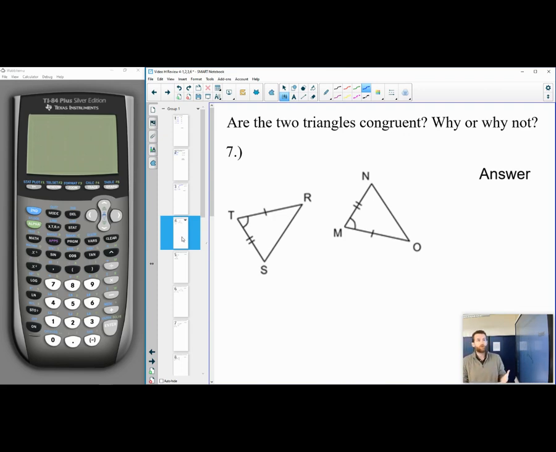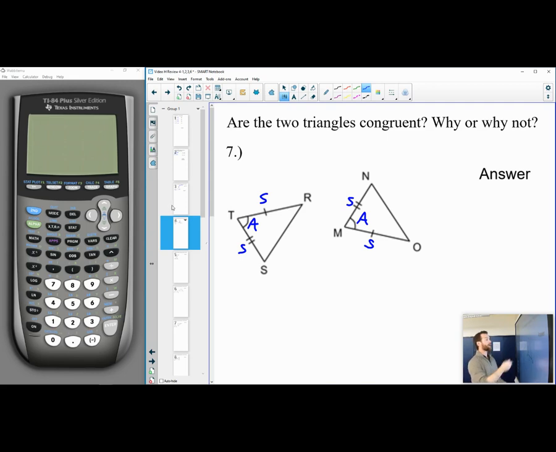Same directions. Are the two triangles congruent? Why or why not? And same thing. I'm just going to mark the pairs that I see that are congruent. Got a side marking there and a side marking here. Another side marking there and there. And no more sides, but we've got a pair of congruent angles as well. I don't know why my mouse keeps showing up like that. That's kind of weird, but whatever.